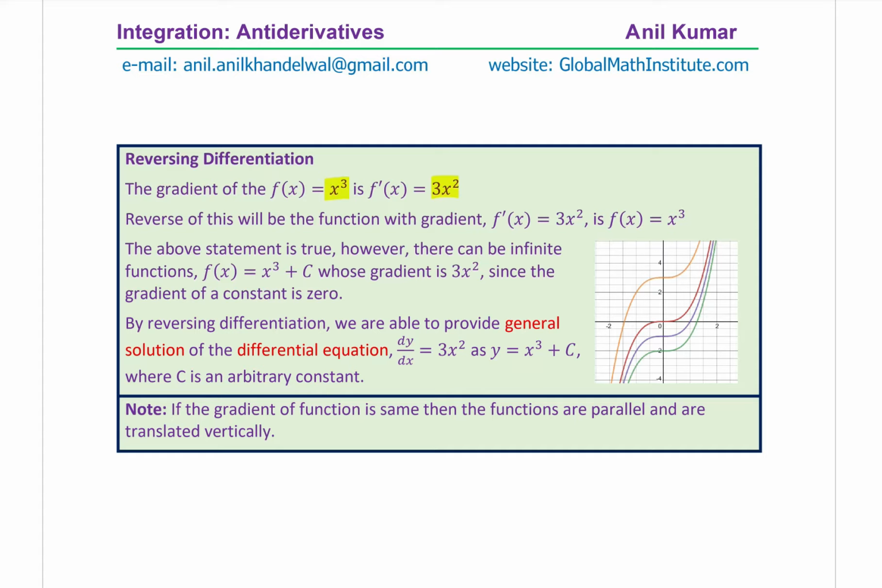Reverse operation. So once again, the gradient of the function x cubed is f prime x, which is 3x squared. The reverse of this will be the function with gradient f prime x equals 3x squared is f of x equals x cubed, right? If I have given the gradient of the function, which is 3x squared, then what was the function? Well, the function was x cubed, since the derivative of x cubed is 3x squared. So that is how differentiation and integration are related, right?